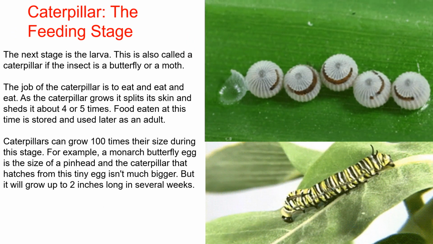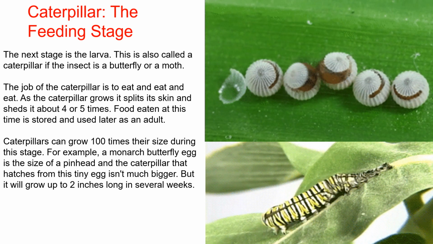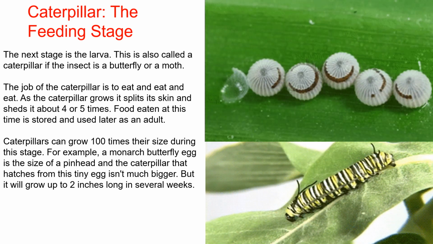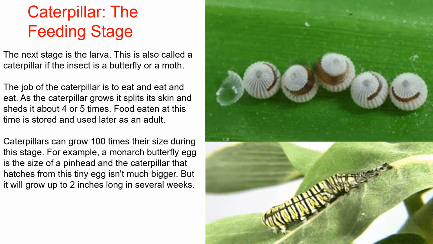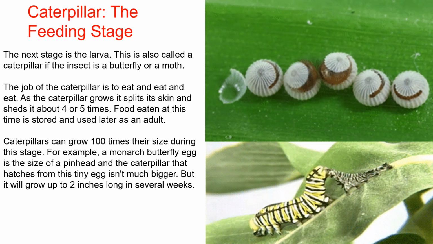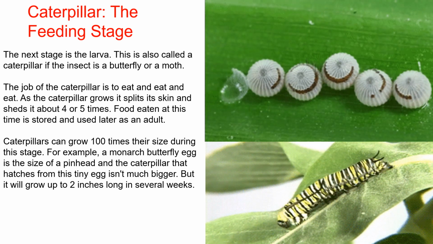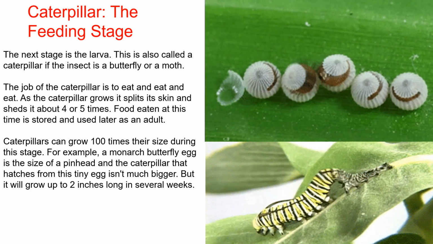Caterpillar, the feeding stage. The next stage is the larva. This is also called the caterpillar if the insect is a butterfly or a moth. The job of the caterpillar is to eat and eat and eat. As the caterpillar grows, it splits its skin and sheds it about 4 or 5 times. Food eaten at this time is stored and used later as an adult.